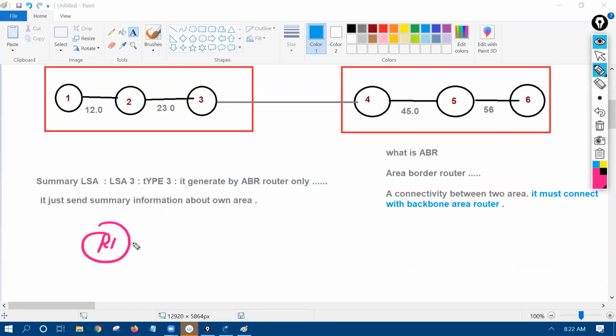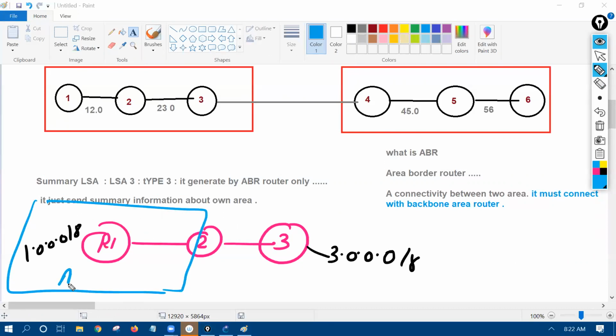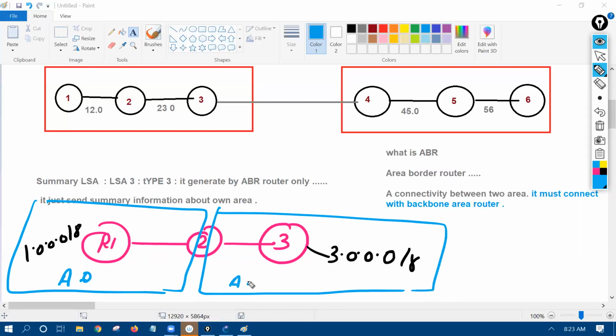R1, R2, R3. In this case, we have a 1.0.0.0/8 subnet and a 3.0.0.0/8 subnet, and these belong to area number 0, and these belong to area number 1. Now, try to understand. R2 is a router, and this interface belongs to area number 0, and this interface belongs to area number 1. So R2 has two interfaces, one in area number 0 and one in area number 1. This guy will become the ABR router.